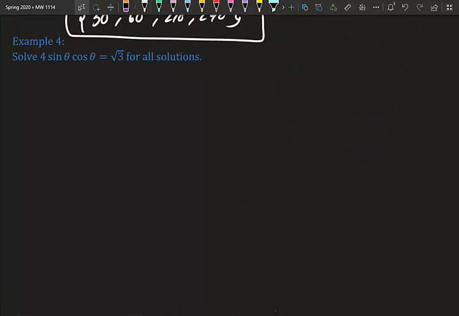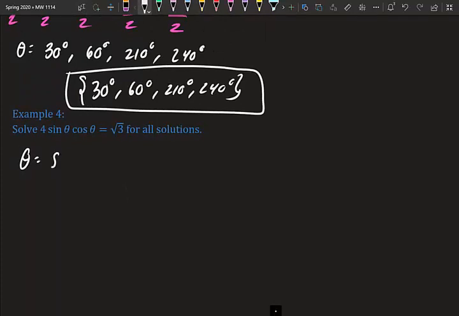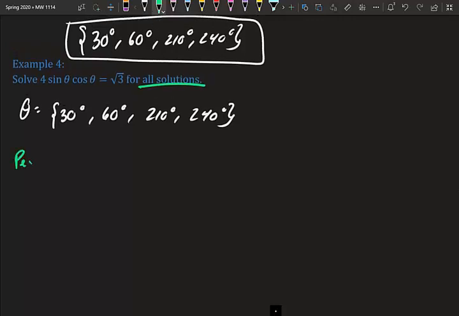Alright, so same exact problem, but now we're doing it for all solutions. The solutions we got for theta were 30, 60, 210, and 240. If we want to find all solutions, we just need to find the period. Remember, the period is 2 pi over b. Actually, there's something easier for that. We can't find it that way because we're not working with just that function. Never mind. Excuse me. We don't use that formula. We're given it.